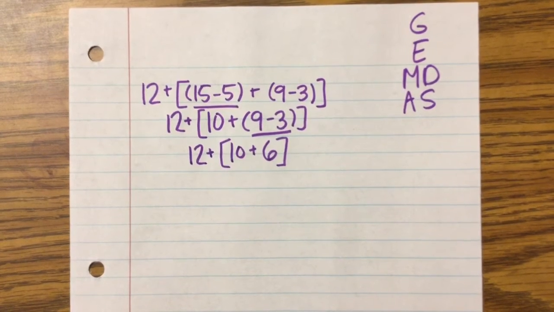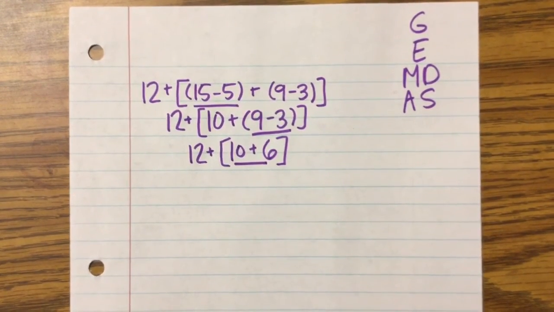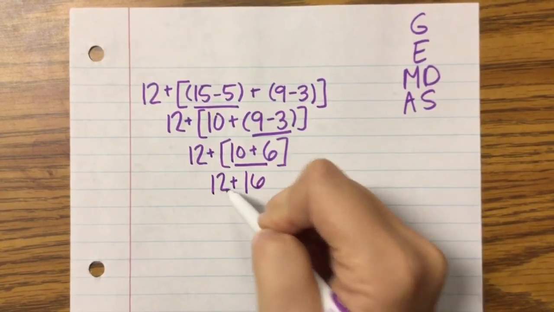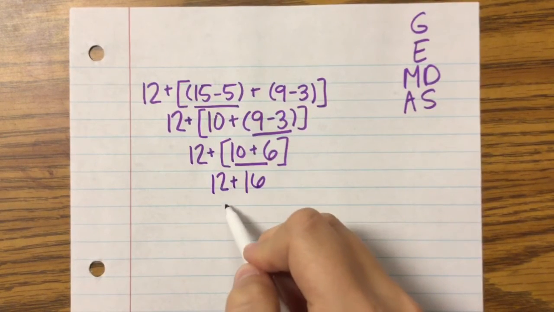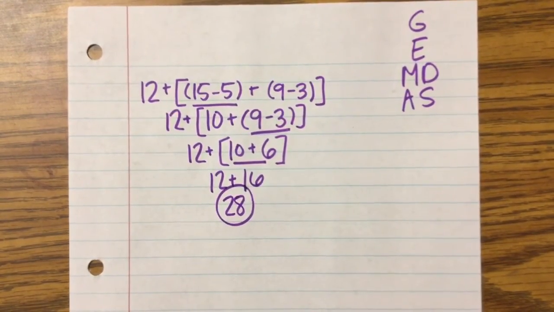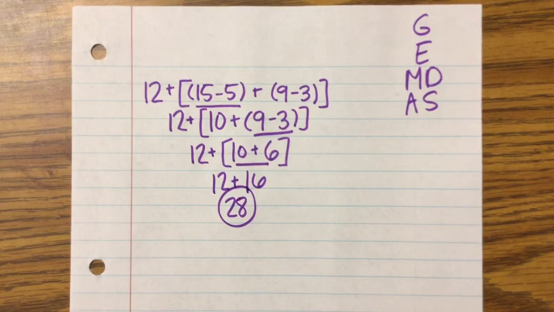I still am not done with those grouping symbols. So what do I have to do next, John? Add 10 plus 6. What is 10 plus 6? 16. And then I only have one thing left. What is 12 plus 16? 28. Whew. That took y'all a while. 28, I have one answer, and I have one point to my ice cream cone. Does that make sense? Everybody with me?